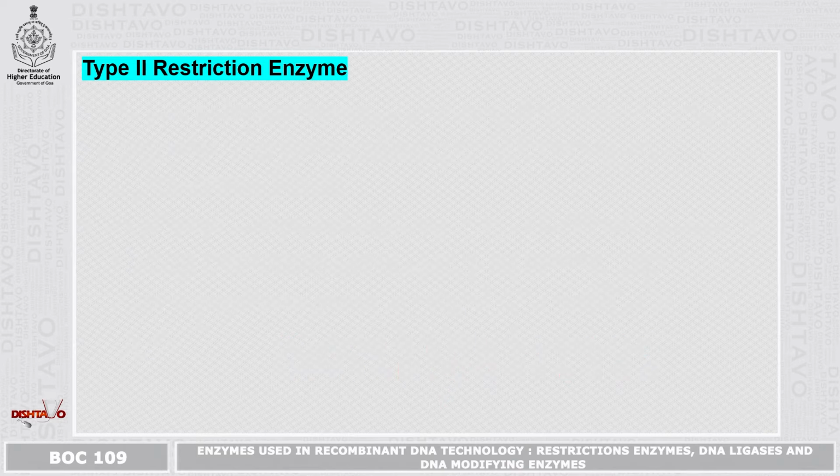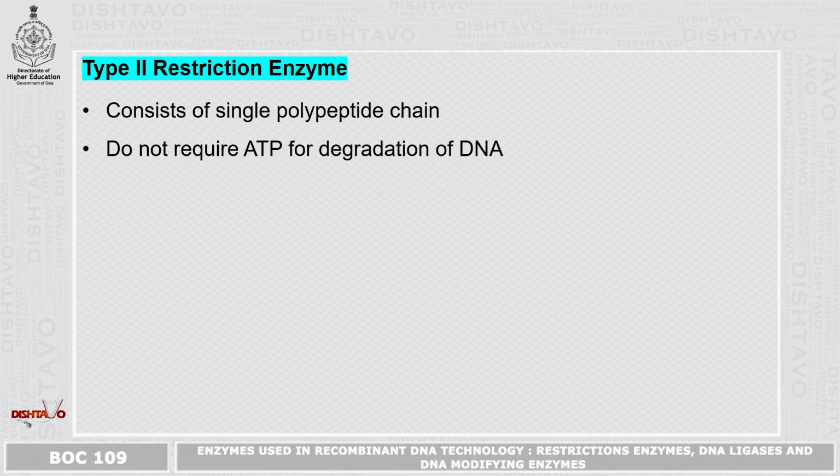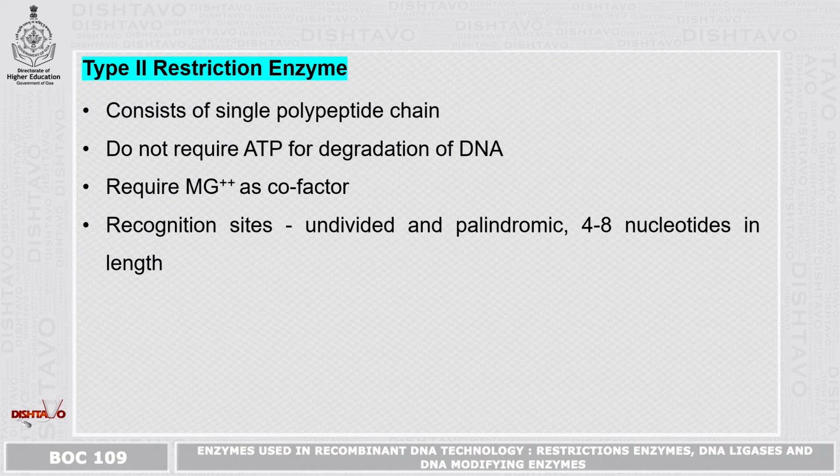Now let us start with the type 2 restriction enzymes. They consist of a single polypeptide chain and they do not require ATP for degradation of DNA molecule. They require Mg+2 as cofactor. The recognition site is undivided and palindromic, 4 to 8 nucleotides in length.